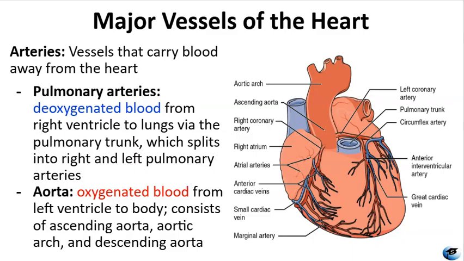And it has 3 parts. You have the ascending aorta, which comes directly from the heart, the aortic arch, which gives off branches to the head and arms, and the descending aorta, which branches off to supply blood to the lower part of the body. And these arteries are all important for systemic and pulmonary circulation. They help maintain proper oxygen delivery and waste removal in the bloodstream.